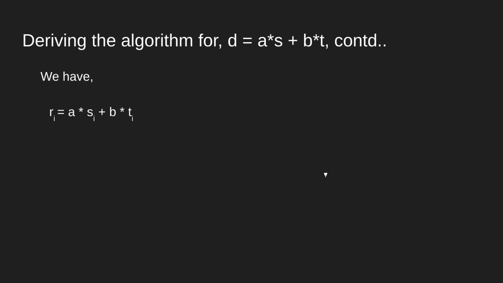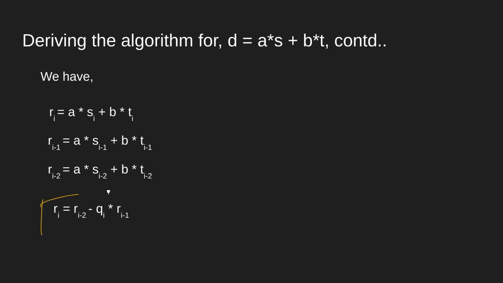So what we have is that Ri is equal to A times Si plus B times Ti. From this we can write Ri minus 1, assuming that Si minus 1 and Ti minus 1 exist, because we know they exist. Similarly, for Ri minus 2, we are also going to say that Si minus 2 and Ti minus 2 exist such that this equation is satisfied. And we have this equation, which we just rewrote in the previous step. Now I'm going to simply substitute the values of Ri minus 2 and Ri minus 1 in the right hand side because we are solving for Ri.